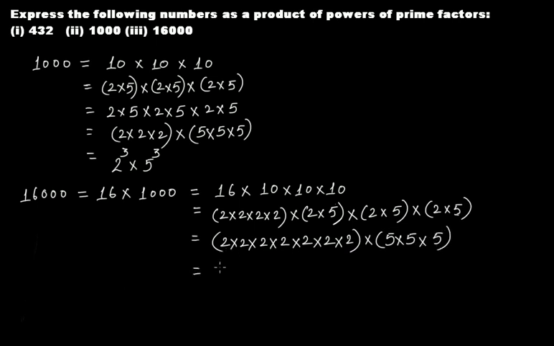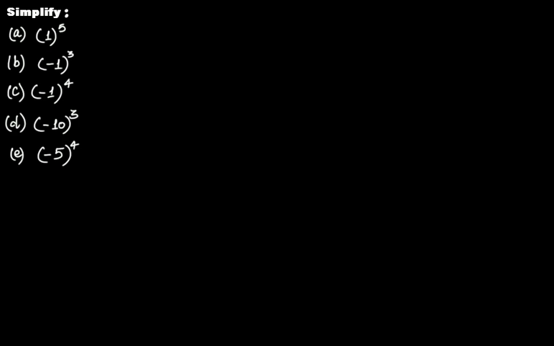So this becomes 2 raised to the power of 7 into 5 raised to the power of 3. Right? Simplify. 1 raised to the power of 5. It means what? Doesn't matter how many times you multiply 1 with, you're going to get back 1 only. Right? So this will be 1.